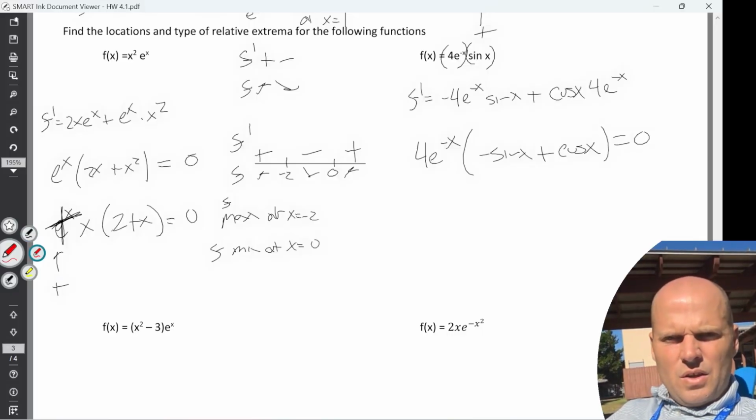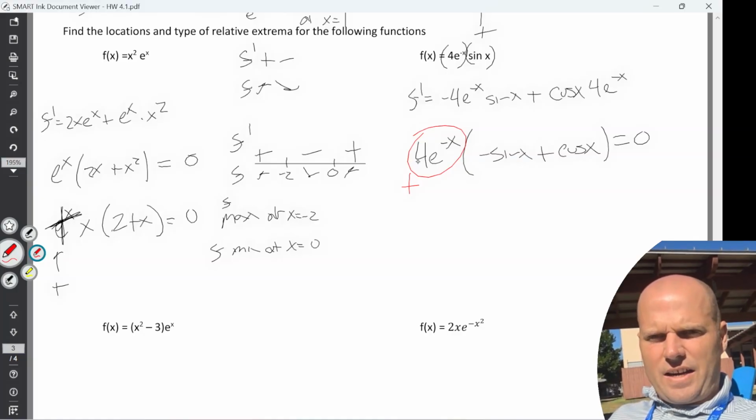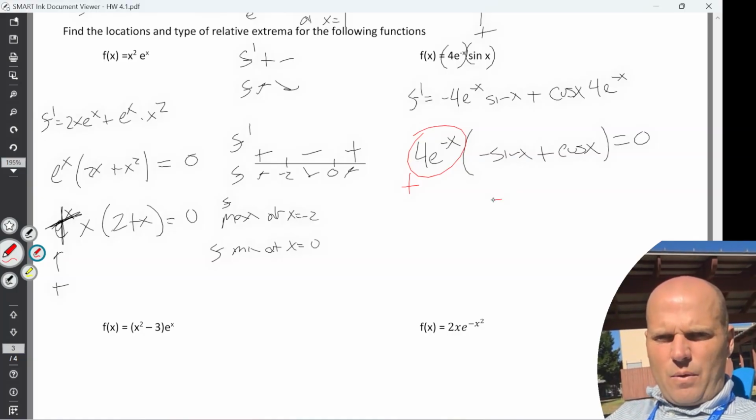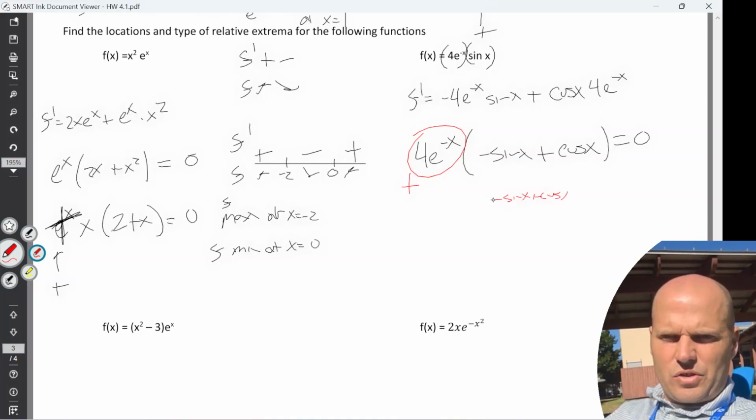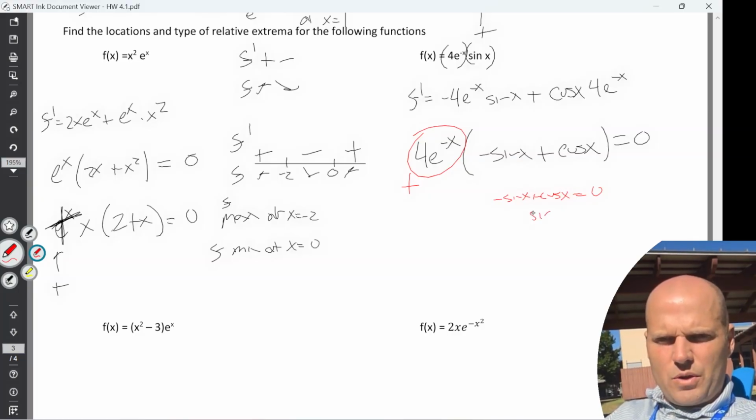Options. This will always be positive. 4 is not a solution. 0 is not a solution. You do not factor out x. We just need to figure out when negative sine x plus cosine x equals 0. We've done this enough. I hope we're comfortable with it. It's just a common one that shows up. We get sine x equals cos x. We get tan x equaling 1. So we have pi over 4 and 5 pi over 4.